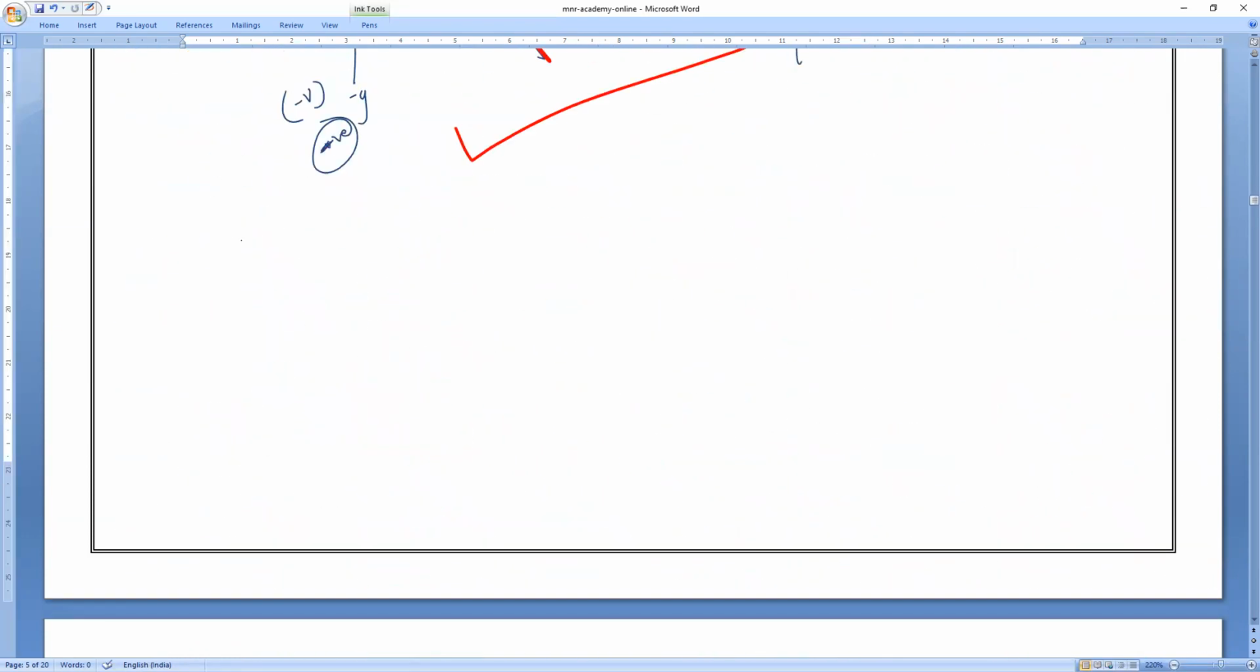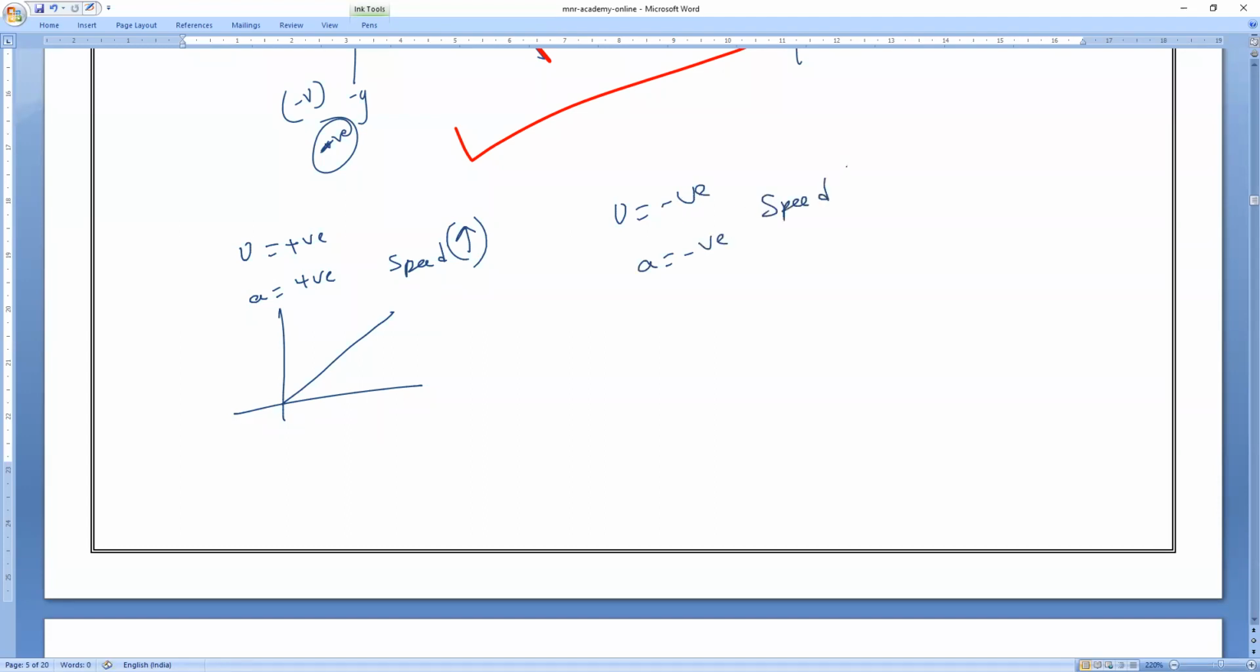So now I will say, make four conditions. V is positive and A is also positive. Then the graph will come increasing. Now speed increases or decreases? Both are the same sign. Increases. Now V is negative, A is also negative. Now also speed increases or decreases? Increases. Then since V is negative, the graph will come downwards.